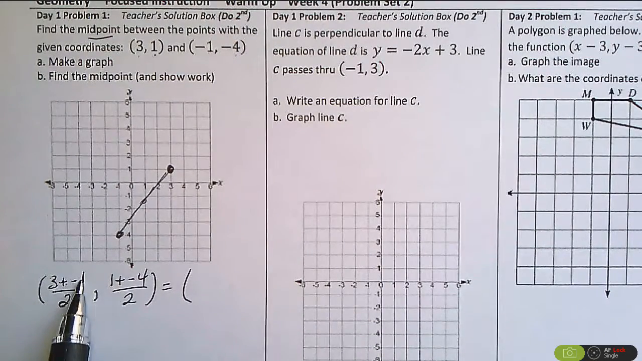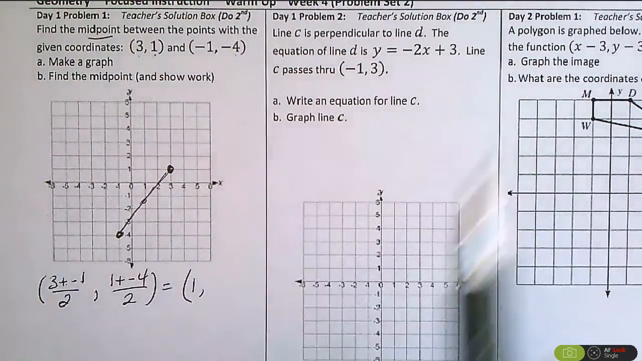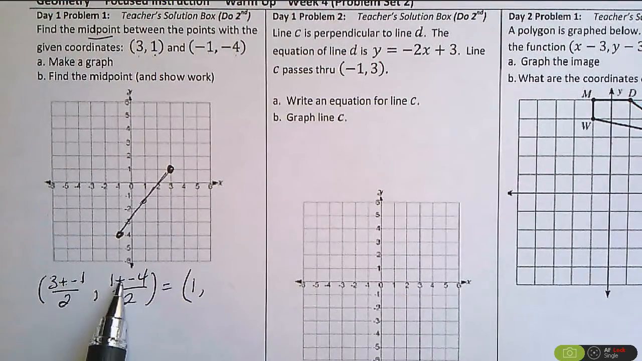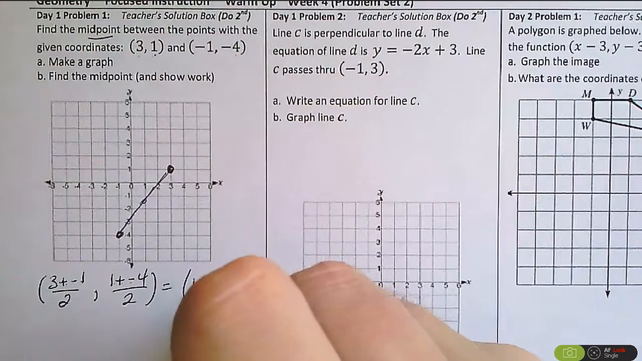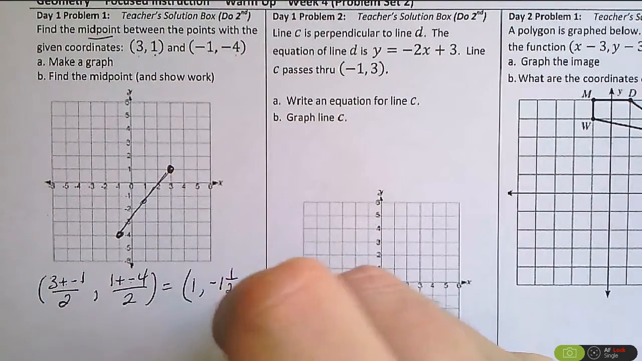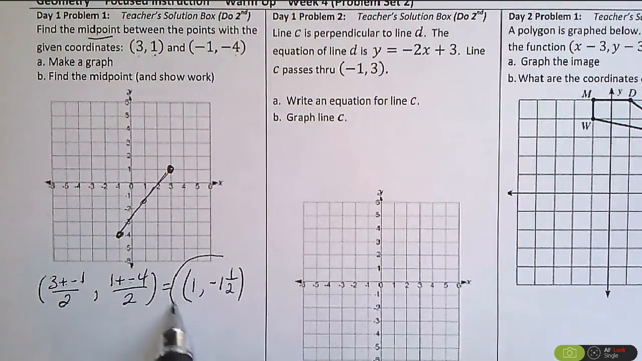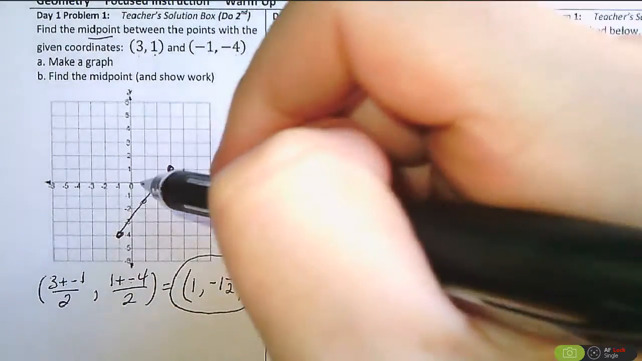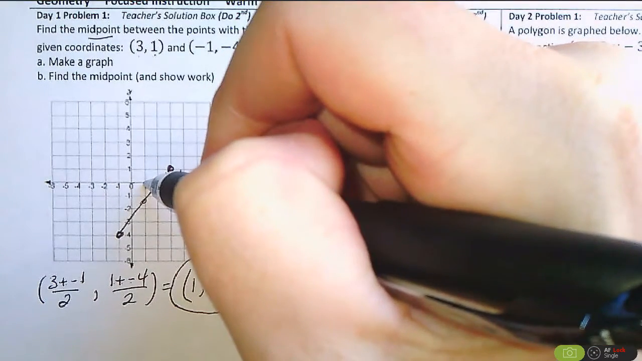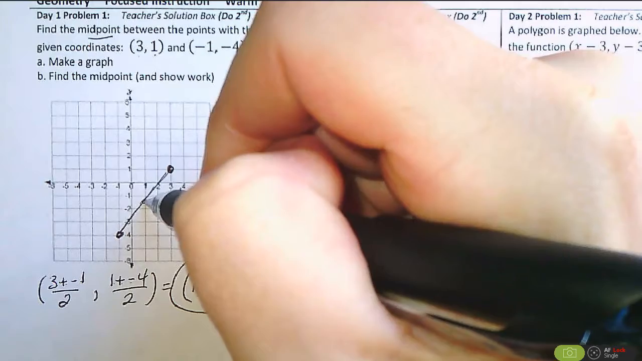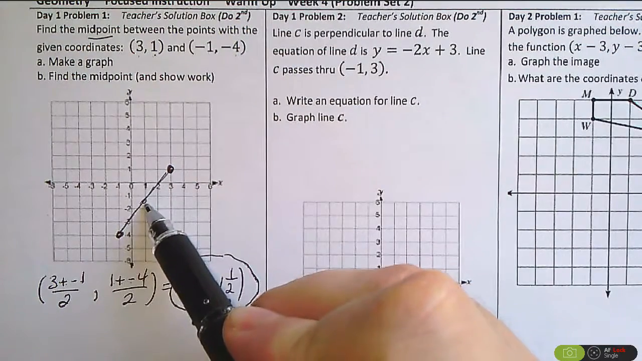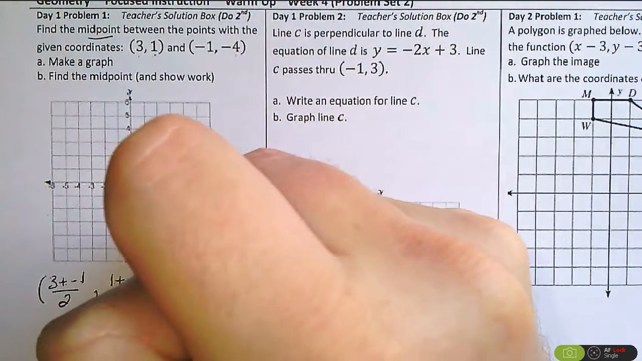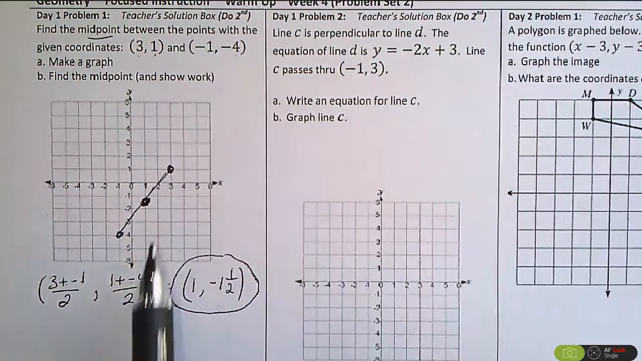3 plus -1 is 2, and 2 divided by 2 is 1, comma, and 1 plus -4 is -3, and -3 divided by 2 is -1.5. So here are the coordinates of the midpoint. On the graph, that's over 1 and down 1.5. So our visual guess of where the midpoint dot is was correct, right there.